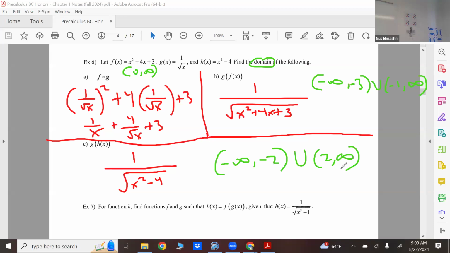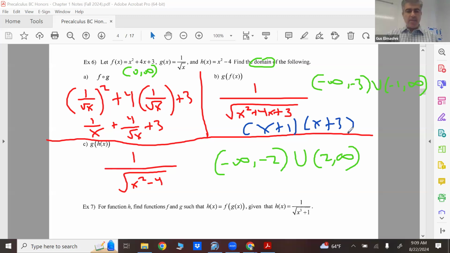For B, factor that. If you factor that, that's x plus 1 times x plus 3. We know this now. So your critical points, or what makes it 0, are -1 and -3. But you have to go less than -3 or greater than -1, not inclusive, because you can't divide by 0 either. And don't go in between, because that's going to be bad, since you'd be square rooting a negative number.